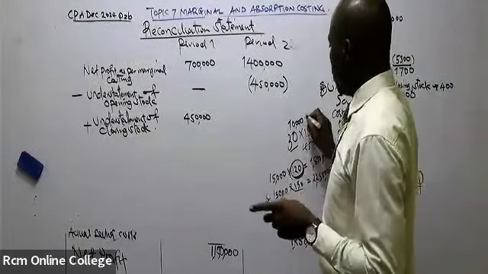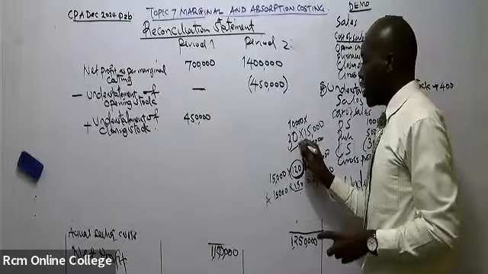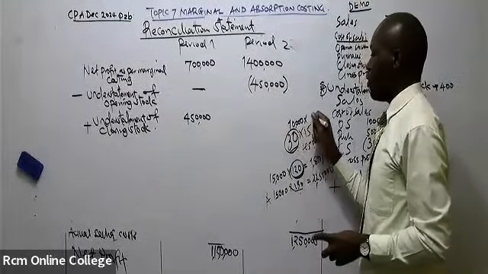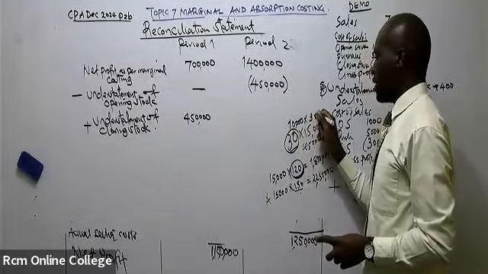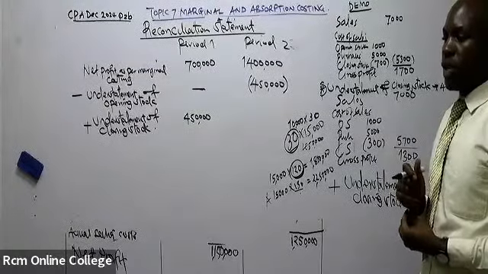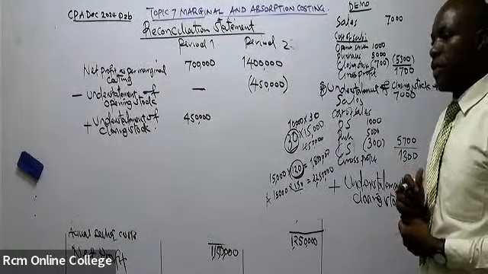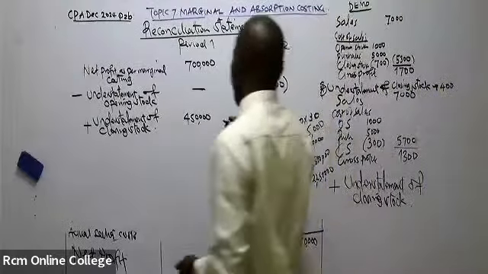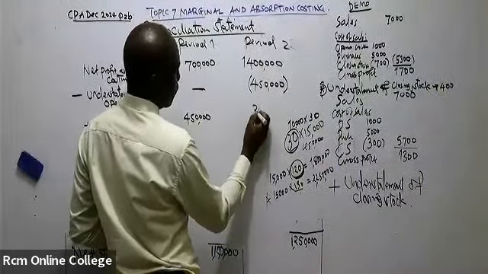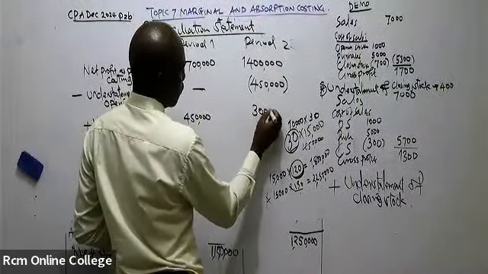And that understatement is as a result of not including the fixed production overhead per unit. So how much is that? 10,000 by 30. 300,000, right? So we bring 300,000 here. And we have said, understatement of closing stock is added.